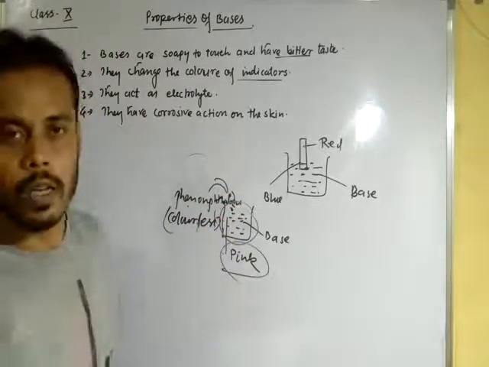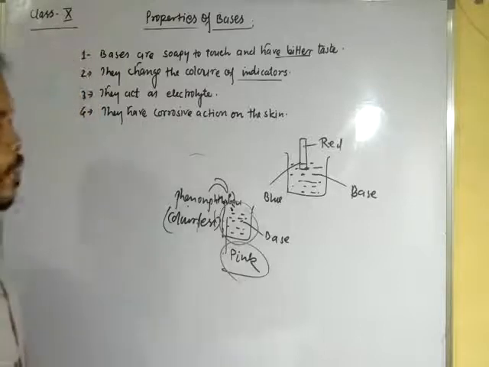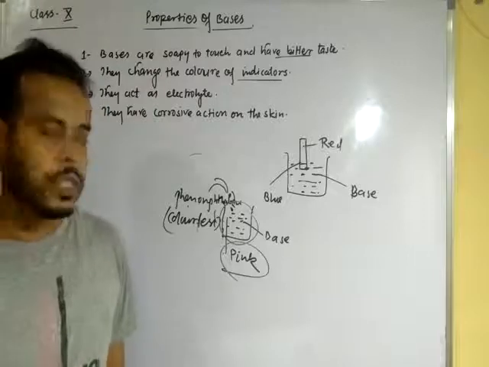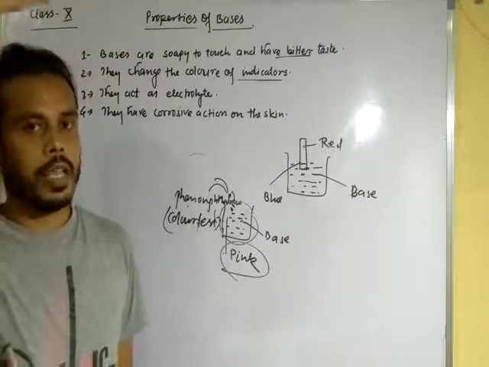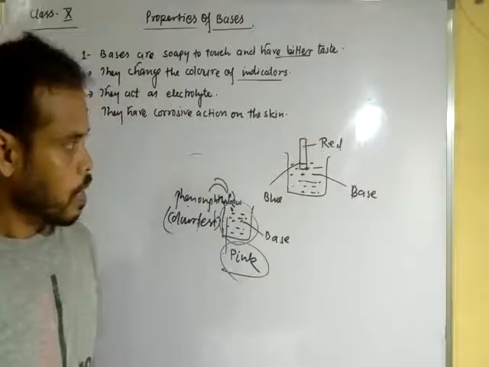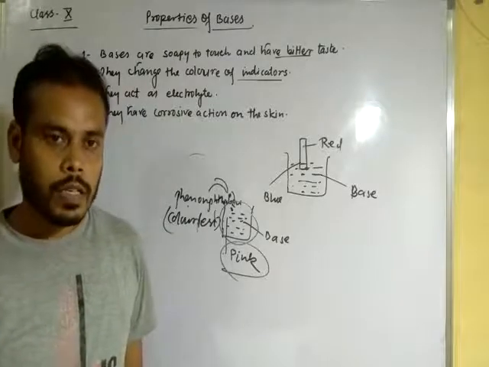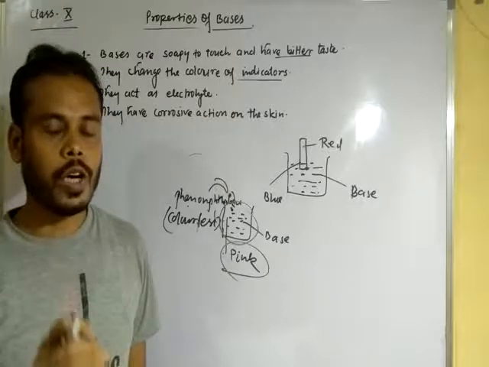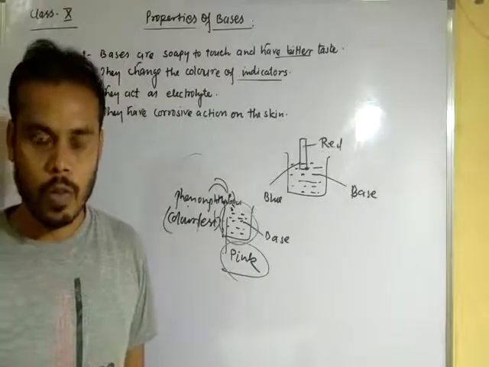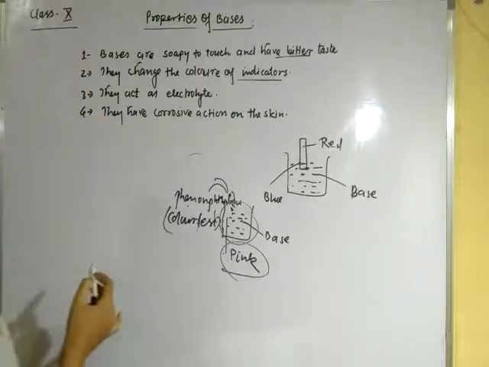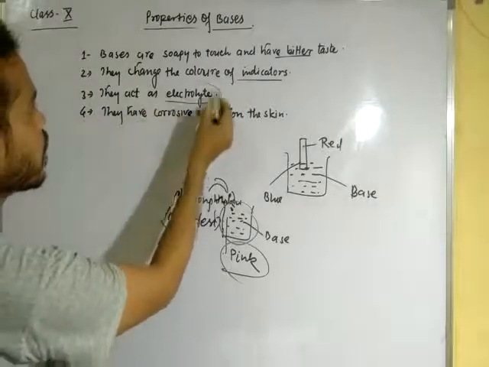That means the phenolphthalein is already colorless, but when you add it to a base, it becomes pink in color. Okay dear student, next is methyl orange. Methyl orange is another type of indicator. When methyl orange is added to bases, the orange color of methyl orange becomes yellow. Okay, this indicates the base. Clear?